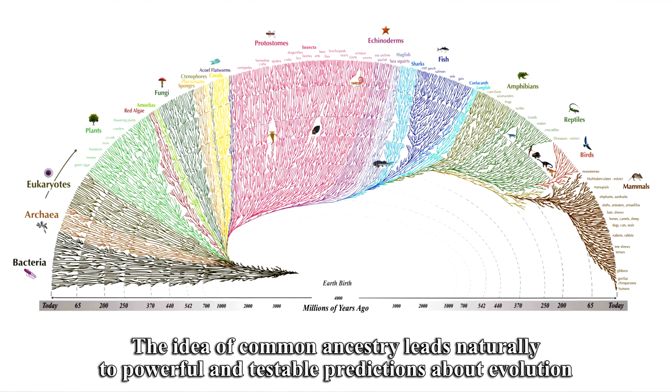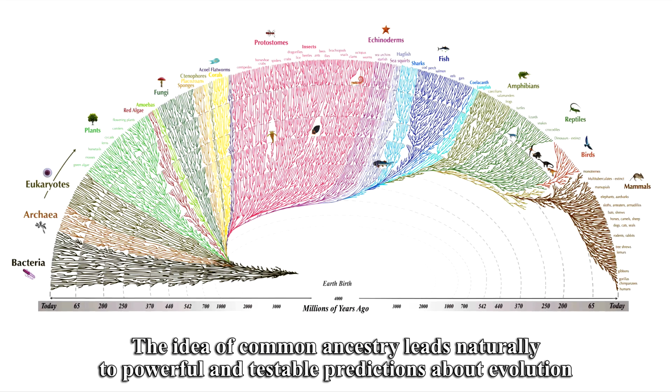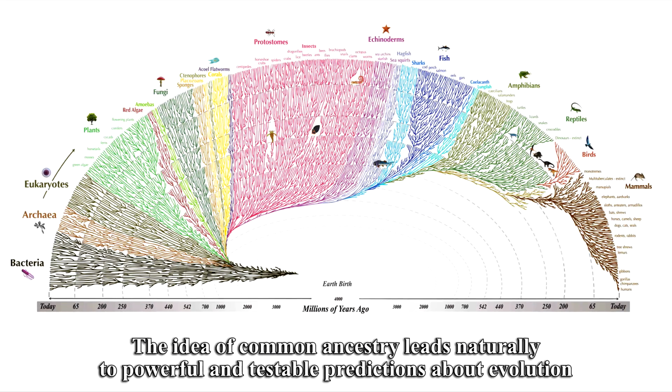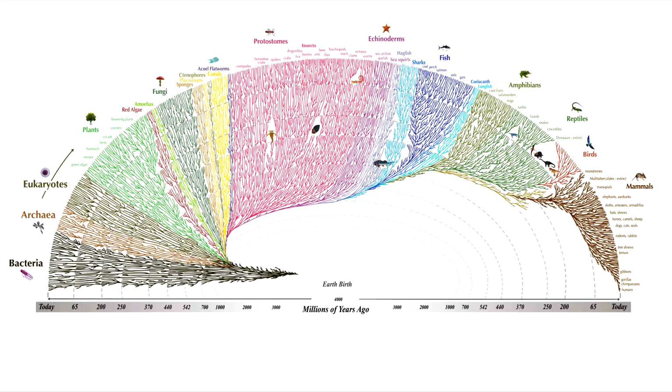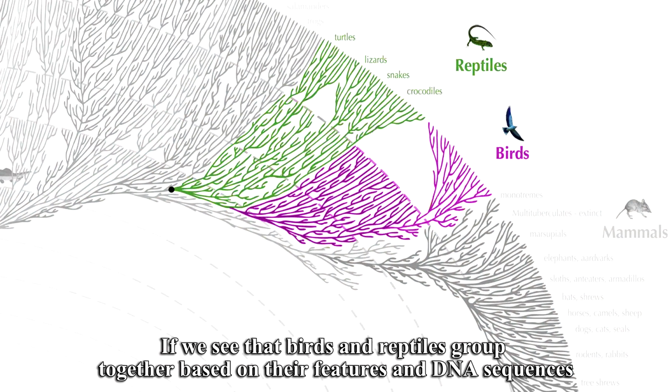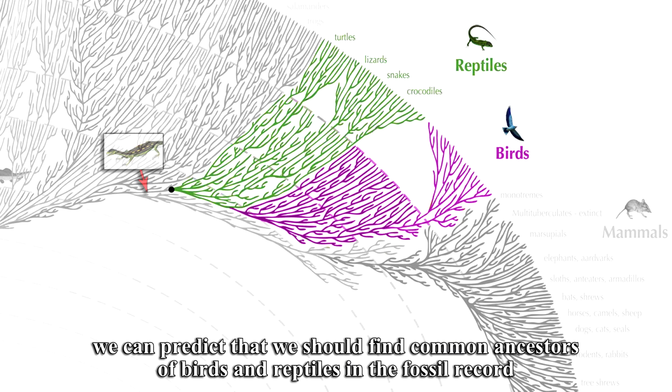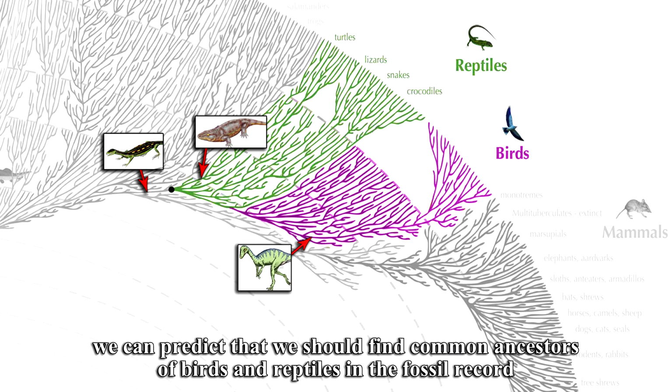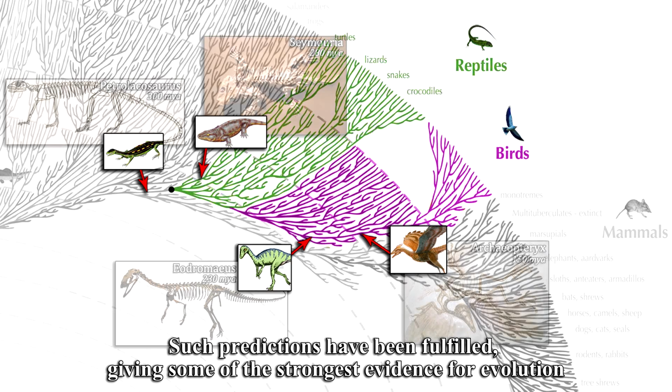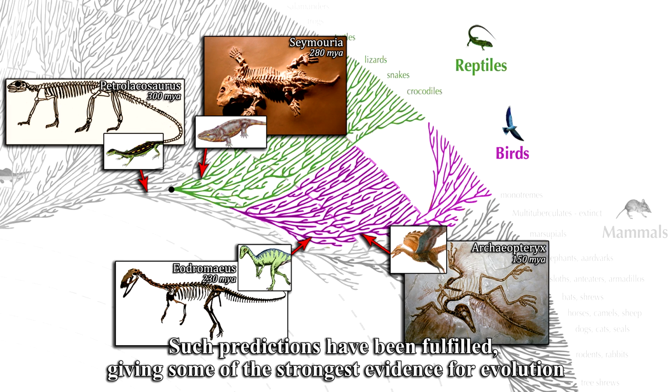The idea of common ancestry leads naturally to powerful and testable predictions about evolution. If we see that birds and reptiles group together based on their features and DNA sequences, we can predict that we should find common ancestors of birds and reptiles in the fossil record. Such predictions have been fulfilled, giving some of the strongest evidence for evolution.